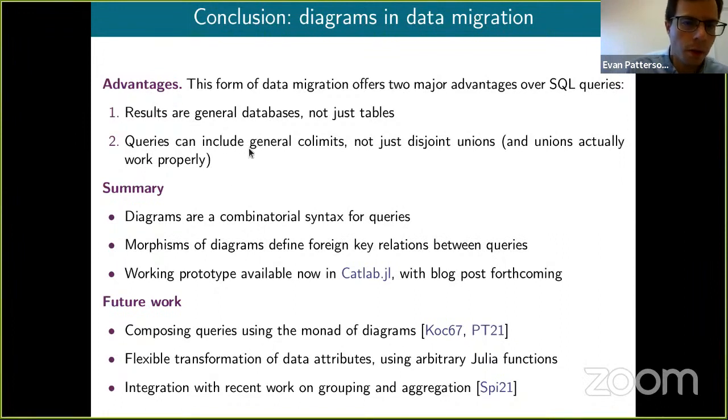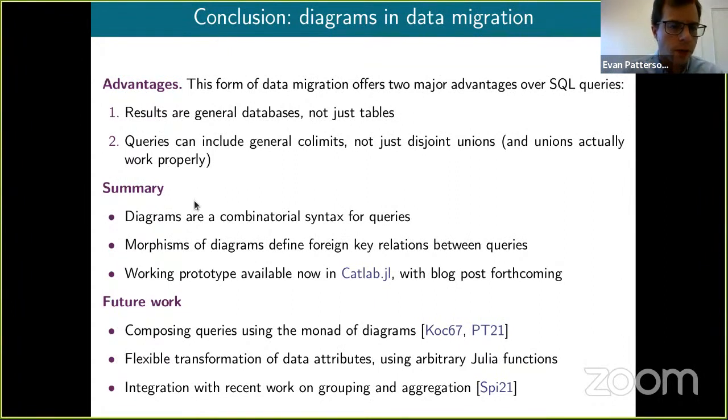And then in this approach, we also get a class of queries which is significantly more general. I've never heard of a relational database that can do general kinds of colimits. And even the support for unions in SQL databases is a little questionable. I mean, it's there, but it's a bit awkward because of the table-centric viewpoint.